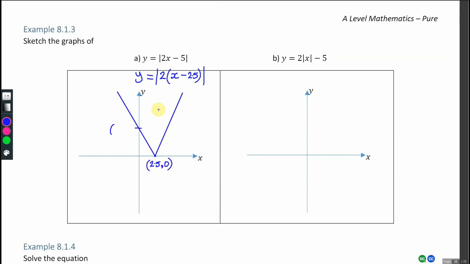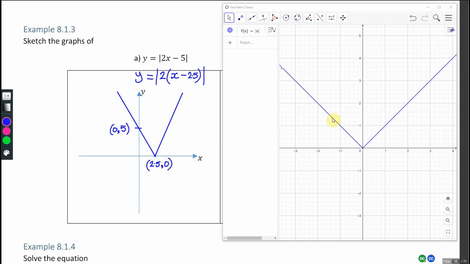At this point on the y-axis, just like any point on the y-axis, x is 0. So if we put x is 0 into the equation here, we get y equals the modulus of 0 take 5, which is 5. So this goes to the y-axis at 5. Okay, moving on to part B.